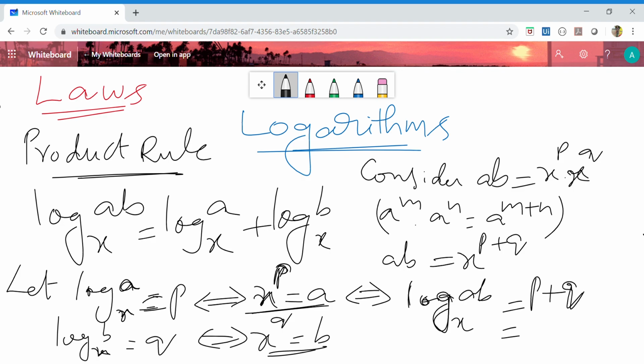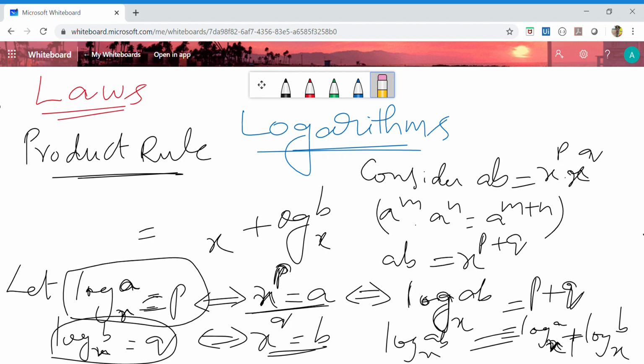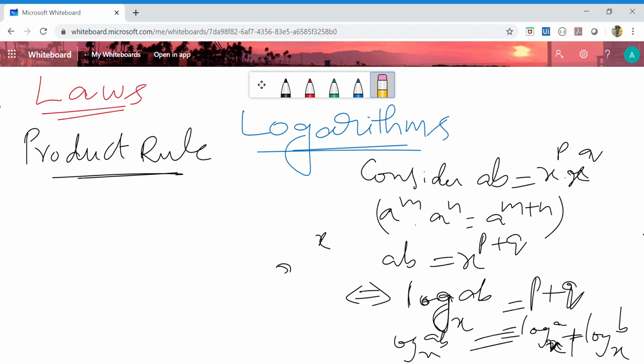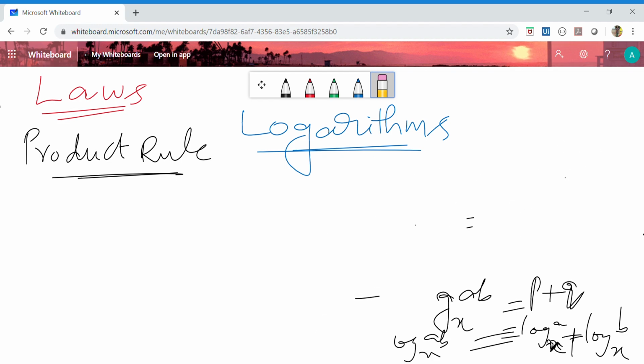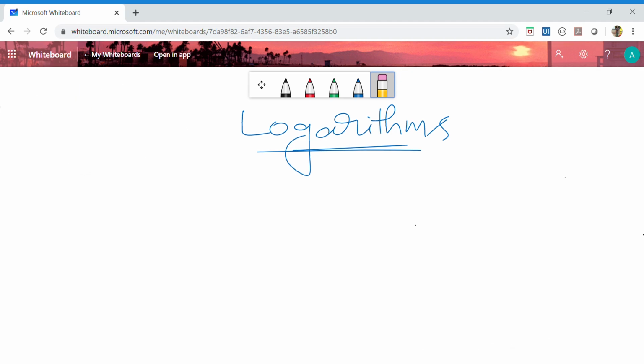But what is P? Log A to the base x. So replace P value as log A to the base x plus, what is Q? Log B to the base x. Okay. So what do you understand from this? Log AB to the base x is equal to log A to the base x plus log B to the base x. Understood? So this is the first rule, called the product rule. Already we discussed yesterday in the previous video the definition of logarithm as well as 2 or 3 laws.